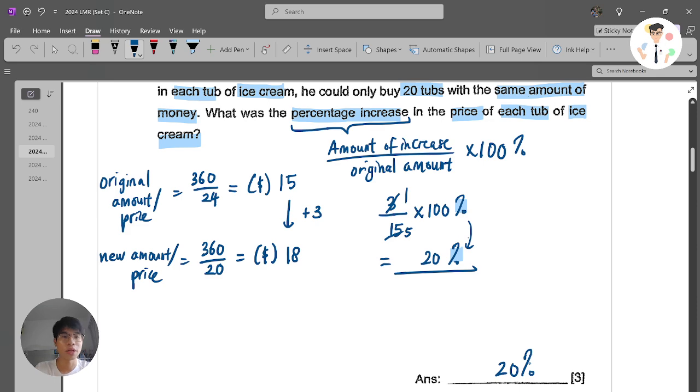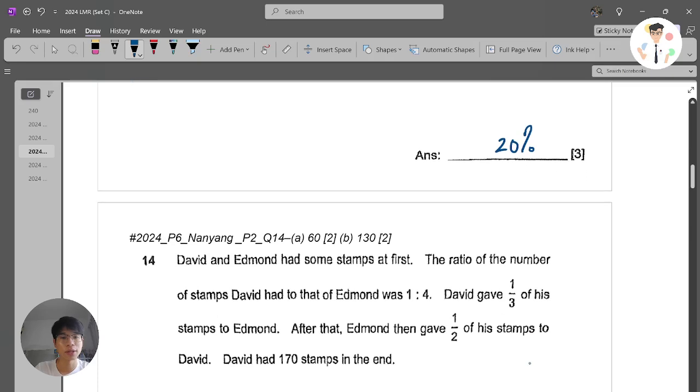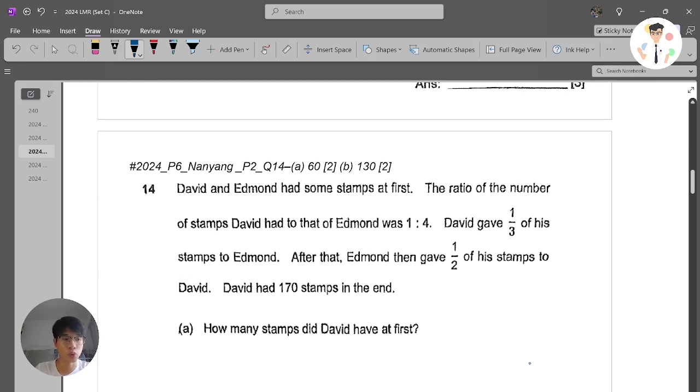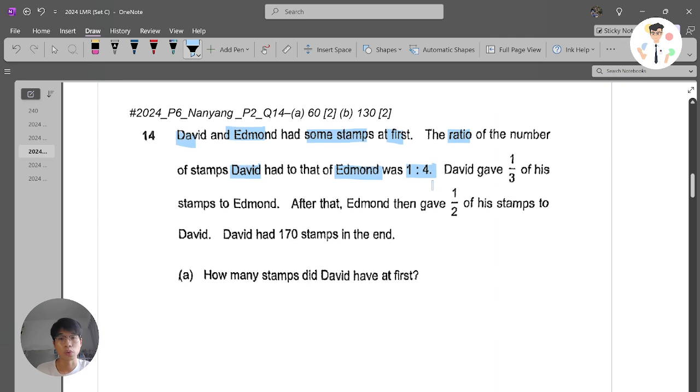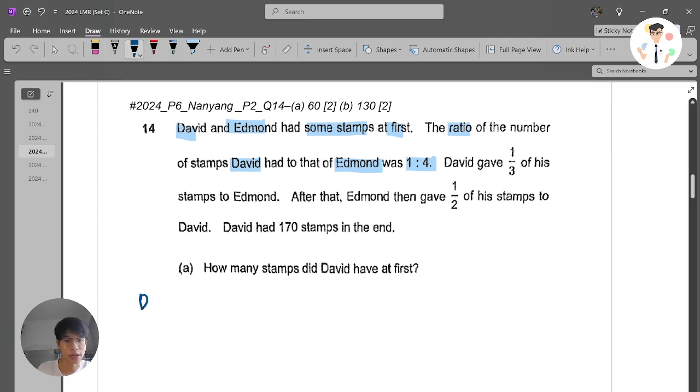I think it's good. So let's move on to our next question. The next question is from Nanyang Paper 2, question number 14. Here the question says that David and Edmund had some stamps at first. I don't know how many, in ratio. And the question continues to say the ratio of the number of stamps David had to Edmund was 1:4. So now, if this is David and this is Edmund, or you can just put a D to E, it is 1:4.